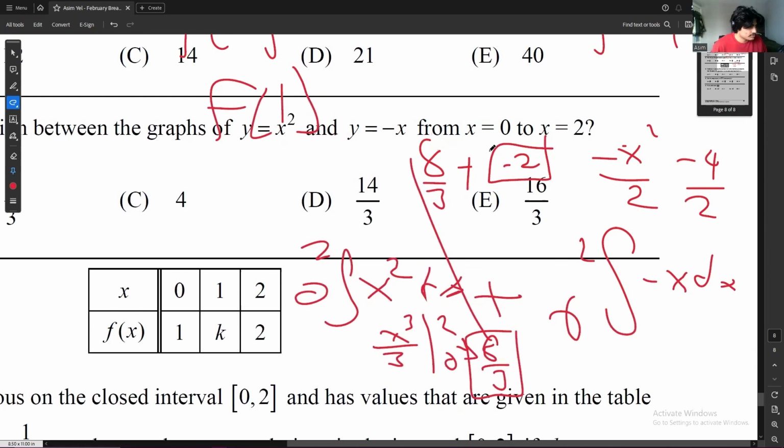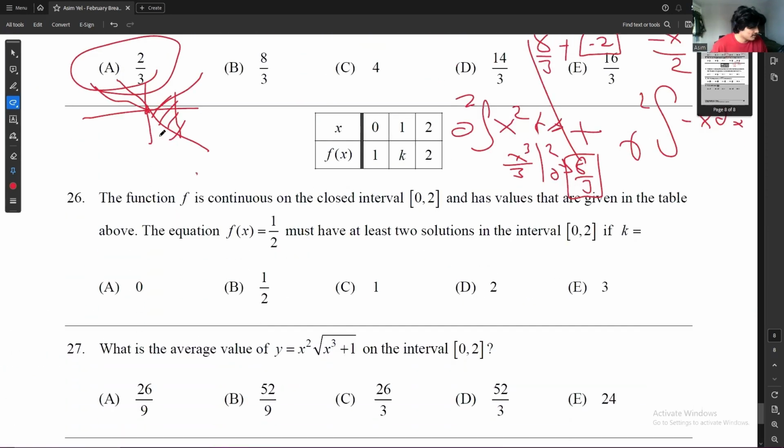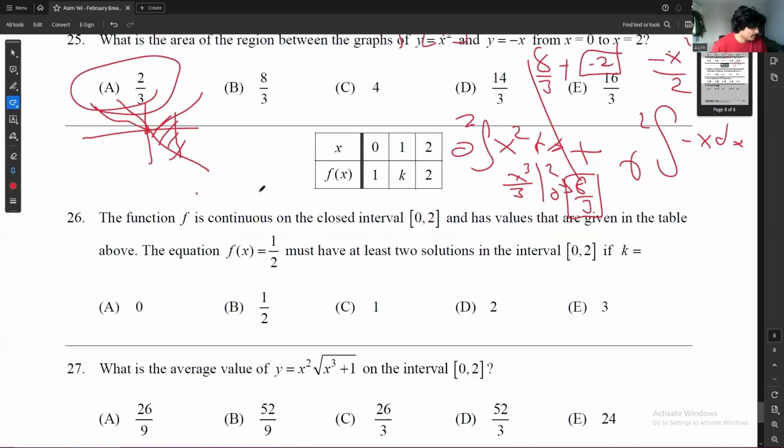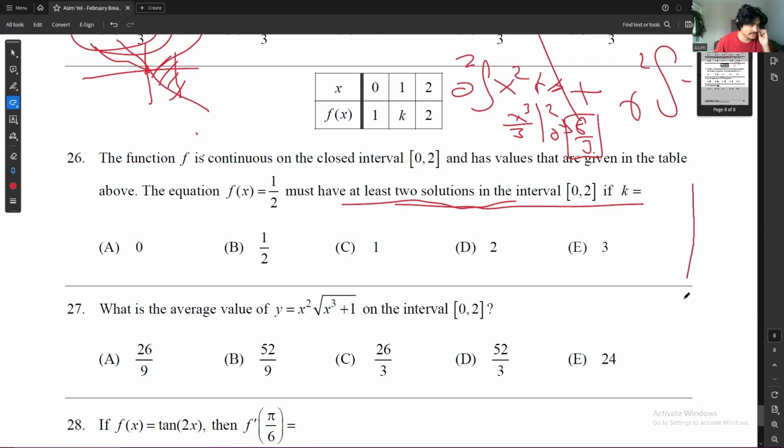So if I just subtract 2 from 8 over 3, I'm just going to get 2 over 3, which is going to be my answer choice A. So the function f is continuous on the interval and has values given in the table above. The equation f(x) = 1/2 must have at least two solutions in this interval. So f(x) = 1/2 is going to be something like this.